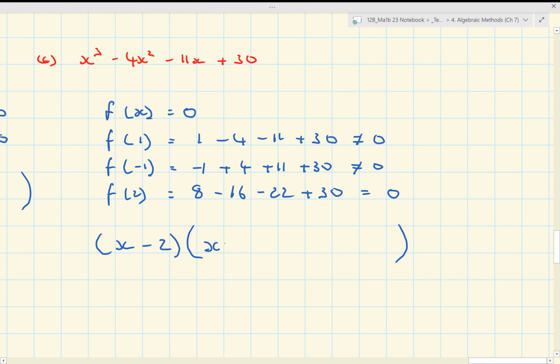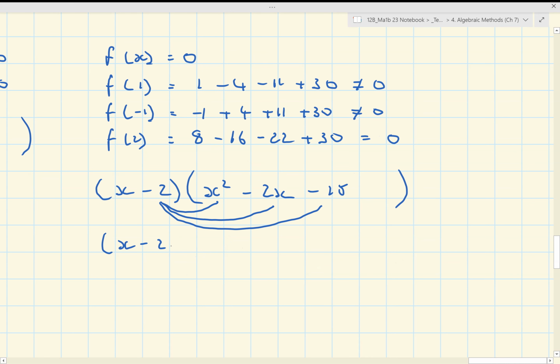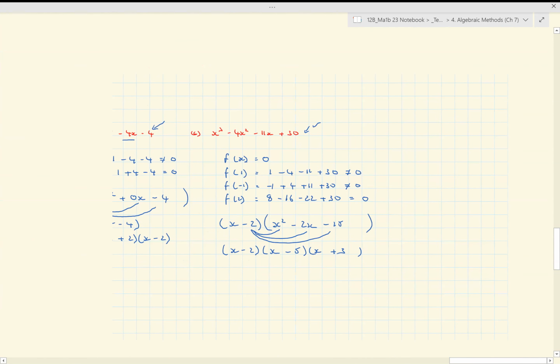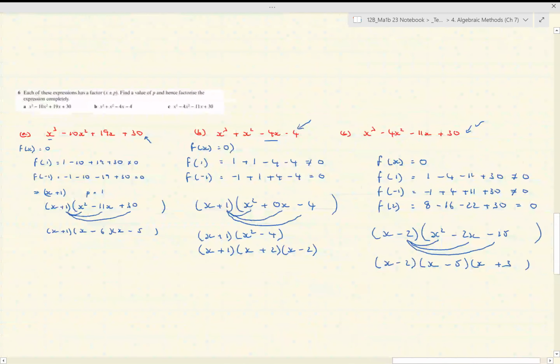I'm going to have x squared. That gives me minus 2x squared, and I want minus 4 of them. That gives me plus 4x, and I want plus 11 of them. And final check, minus 2 times minus 15 is plus 30. Good. Can I factorize any further? Can I factorize this quadratic? Probably is the answer. x and x. It's going to be minus 5 and plus 3. And that gives me the minus 2x. So that is part C done. And that is question 6 complete. There it is.